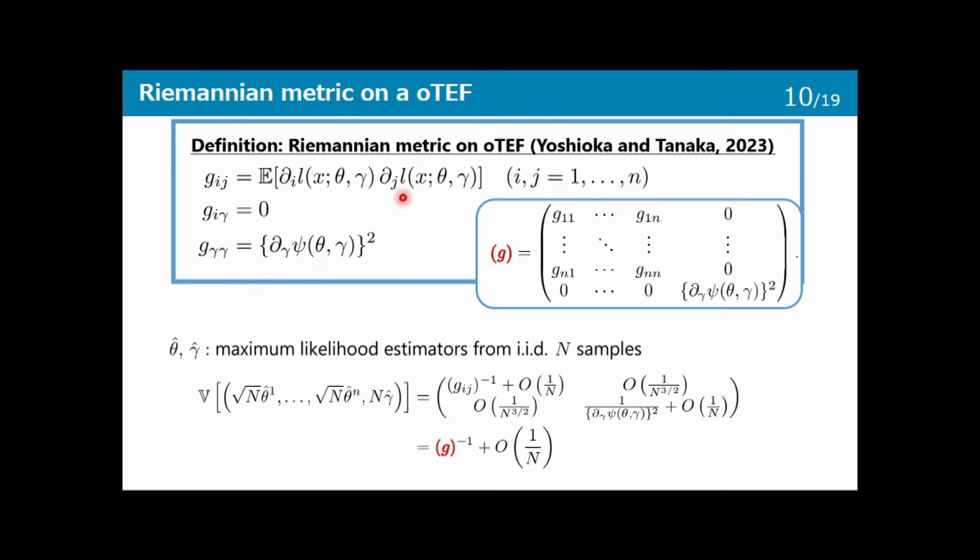This Riemannian metric is related to the maximum likelihood estimators. Consider root n times theta hat and n times gamma hat. In this case, the first term of the asymptotic variance is written as the inverse matrix of this Riemannian metric. This result is similar to the Fisher metric in regular cases.